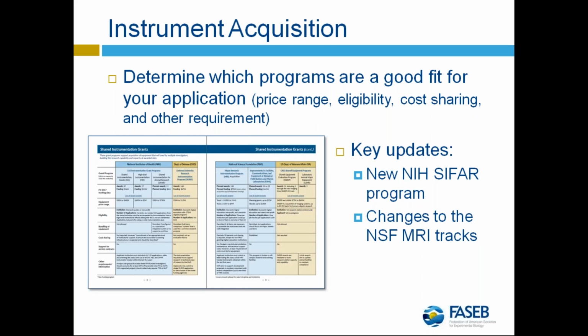Since we first issued this report 2 years ago, NIH has started a new program for shared instrumentation for animal research, or CFAR. NSF has also changed the tracks for its Major Research Instrumentation Program, or MRI. The tracks now correspond to the requested funding amount, rather than if the application is for acquisition or development. So please be sure to double check the announcements before you submit your proposal to make sure it's the new layout.